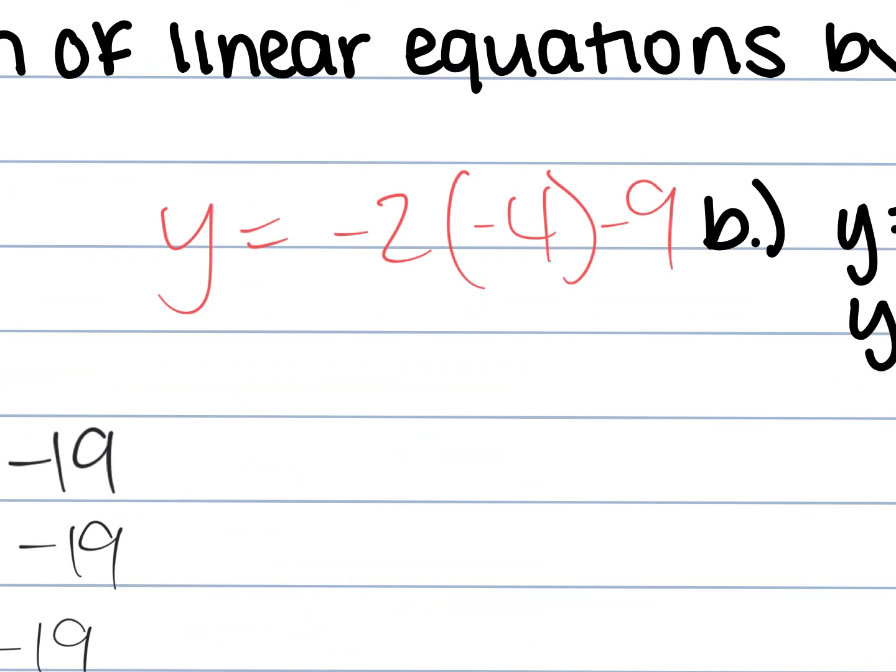Karen, go for it. So you multiply the -2 and -4. Yep. It gives you 8 minus 9. Y equals 8 minus 9. And then it'd be y equals -1. Very good.